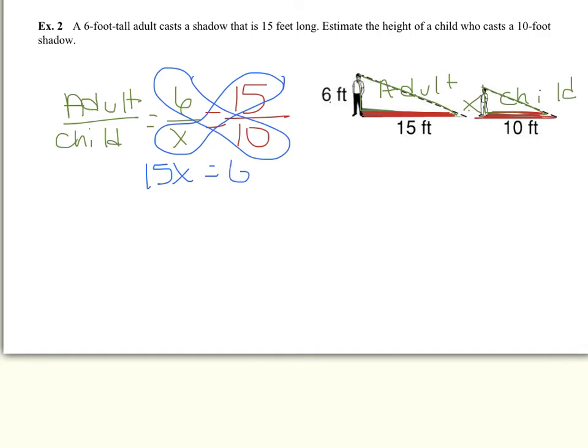6 times 10 is 60. Again, I've made a one-step equation that I can easily solve. So 15 divided by 15 is 1. And 60 divided by 15 is 4. So the child is 4 feet tall.